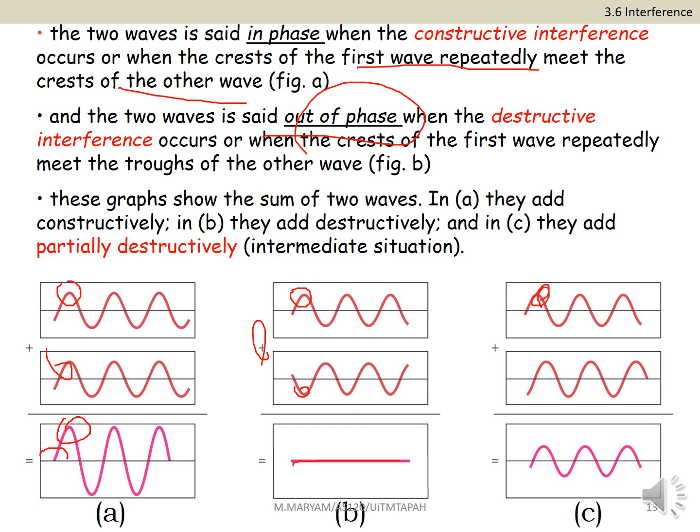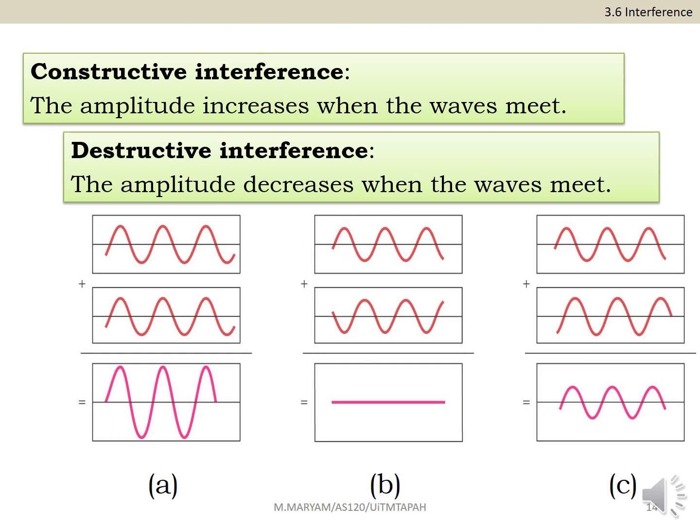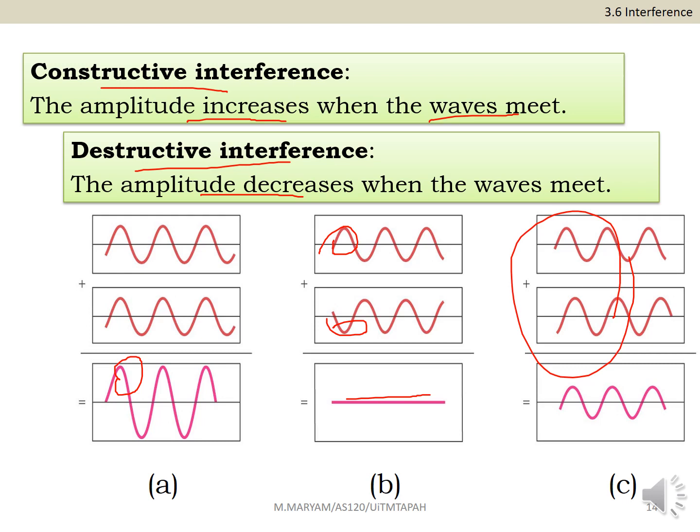And as in part C, when a crest meets a half crest, they act partially destructively, or we call it intermediate. Constructive interference means that the amplitude increases when the waves meet, as you can see here. Destructive interference means that the amplitude decreases when the waves meet. We add both of them, so they will decrease. This one is for partial or intermediate waves.